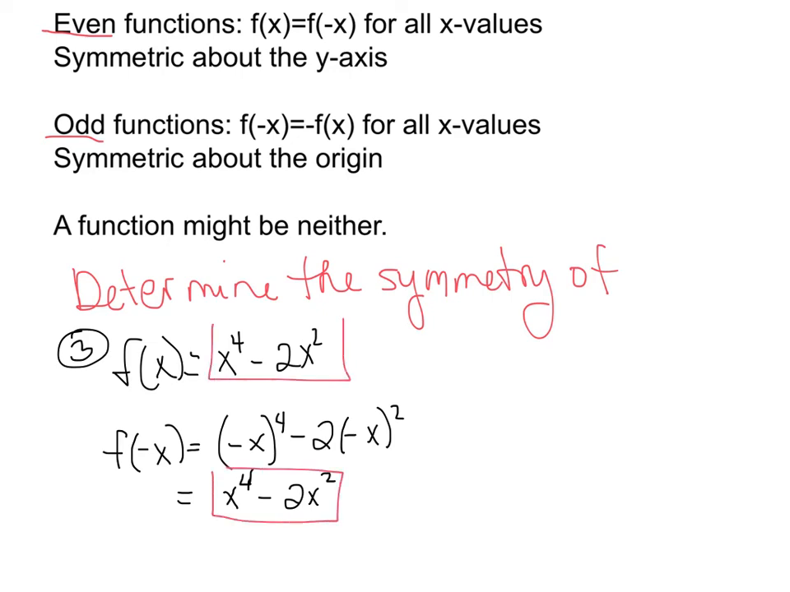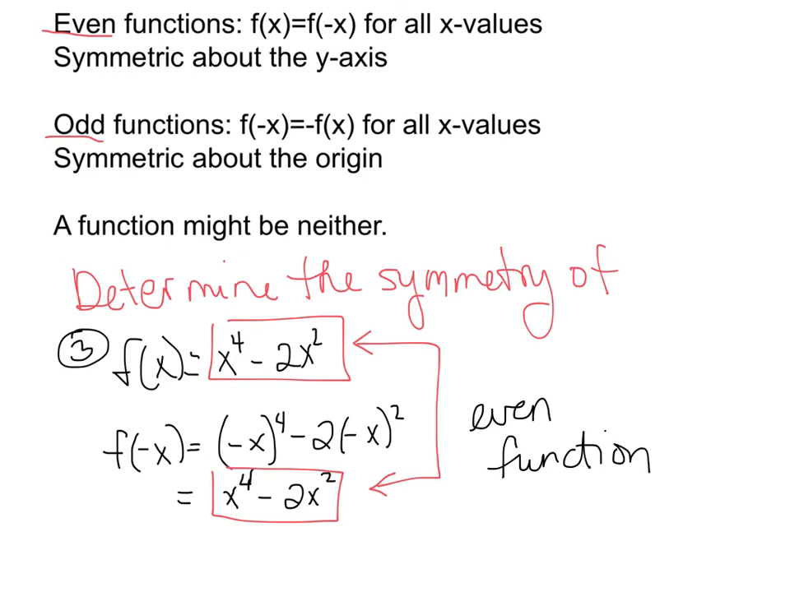We want to compare f of x and f of negative x. Here they look exactly the same, which is what we said would happen if our function was even. So that makes this an even function. Hopefully these examples clarify what that means. Again, we will look at some graphs and talk about what even and odd look like graphically in class.